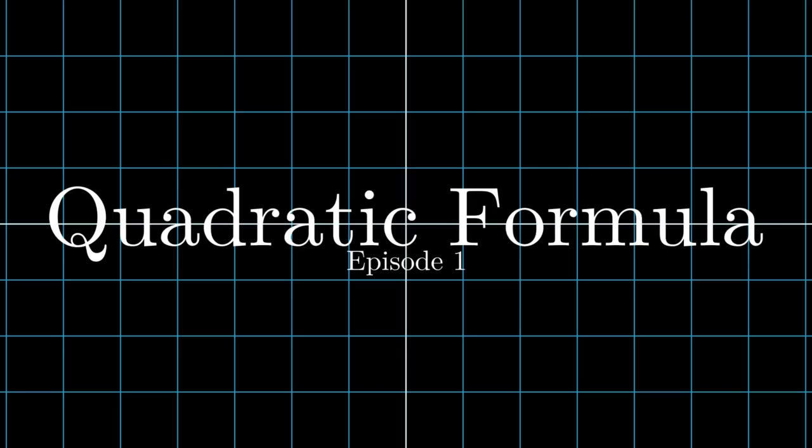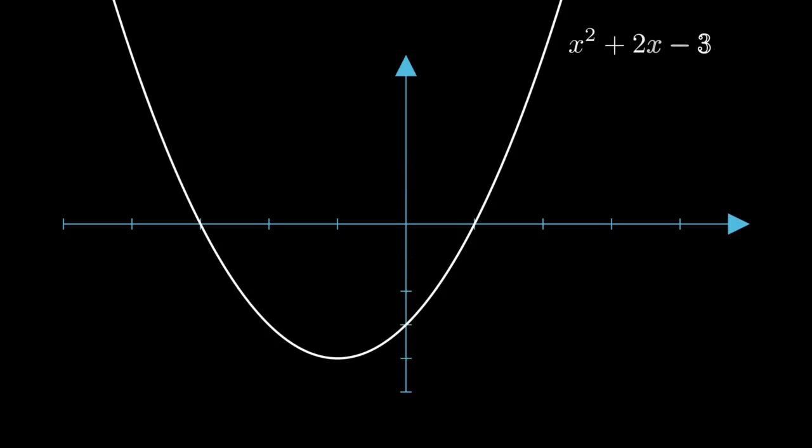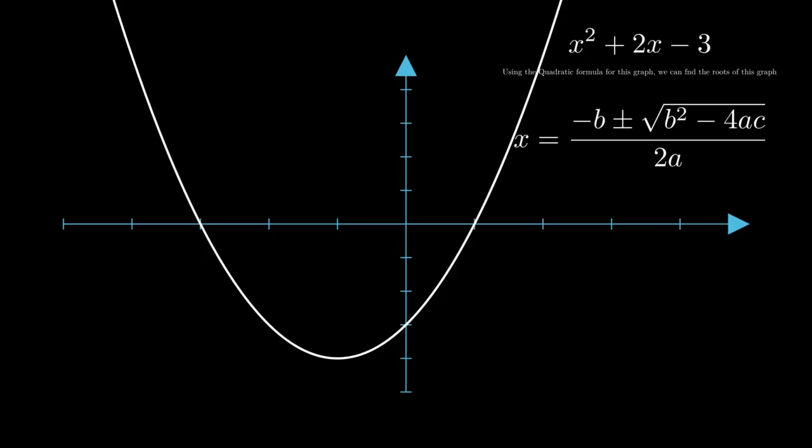The quadratic formula. Let's say we have a function x squared plus 2x minus 3. You can spot that this is a quadratic. We can use the quadratic formula to find the roots of this graph. We start by substituting the coefficients of the function into the formula.